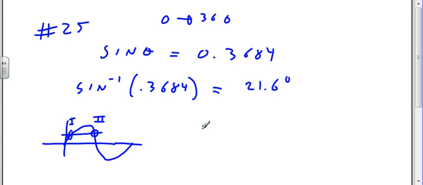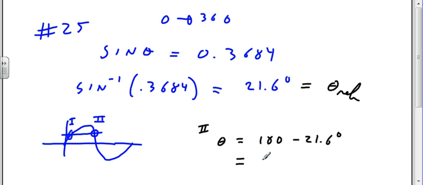So in the second quadrant, and this is the reference angle, because it's the first quadrant guy, the angle we're looking for is 180 minus the reference angle. And so that'd be 158.4 degrees. Okay. And I'm going to take the sine of 158.4. And what do I get? I get 0.3681, which is close enough because we only kept three significant digits, so we're only going to keep a tenth of a degree.